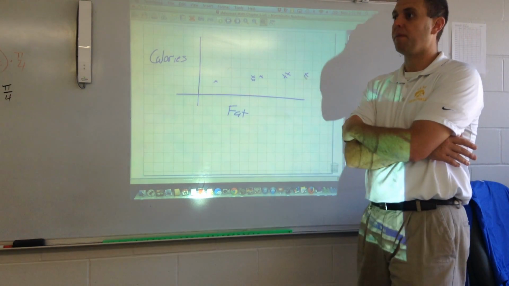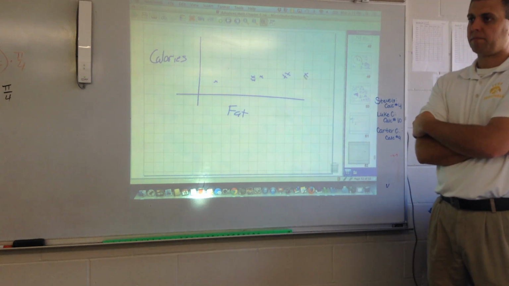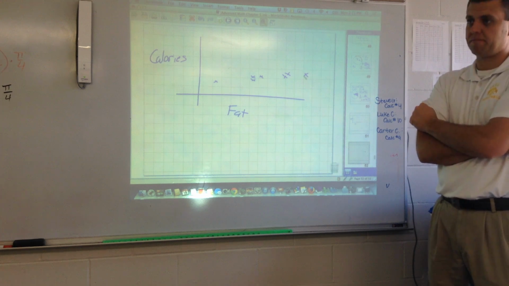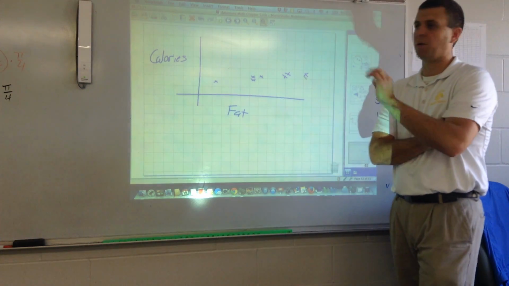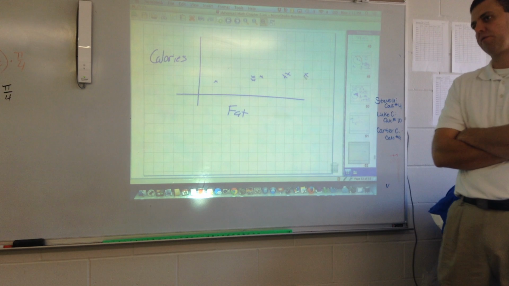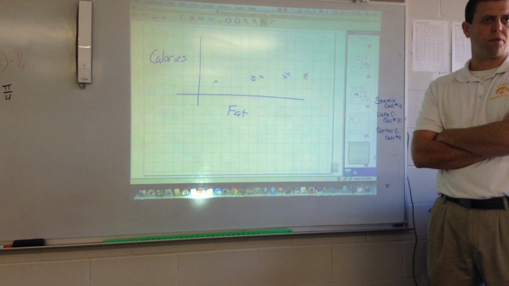If it's not all on that line, it's going to be weak. So if it was exponential, even if it was all tight on the exponential curve, it would be a weak linear association. It could be a very strong exponential, but we're only worried about linear associations right now. Everybody else good at those questions?